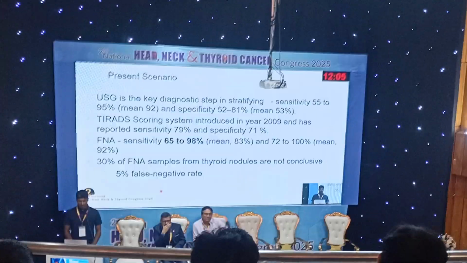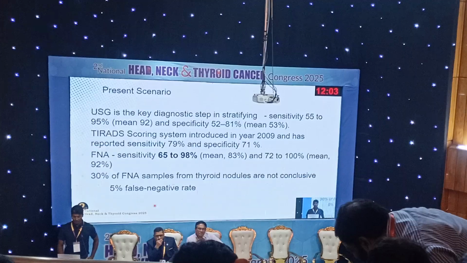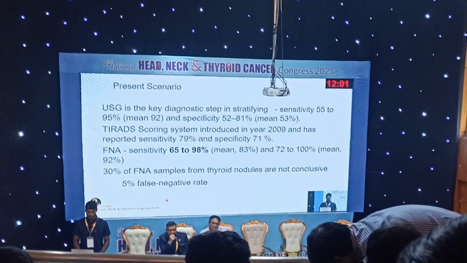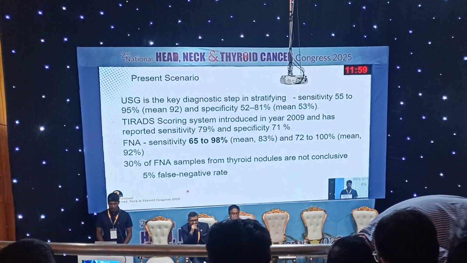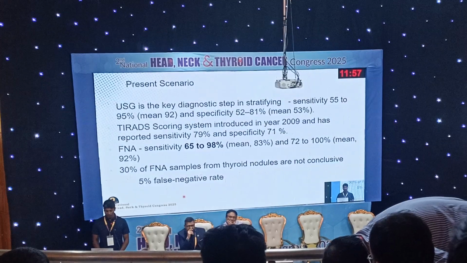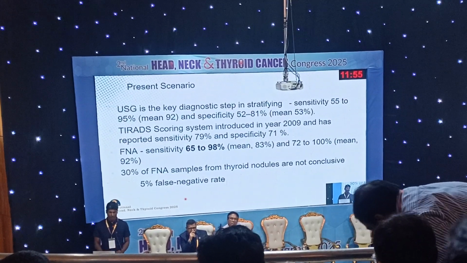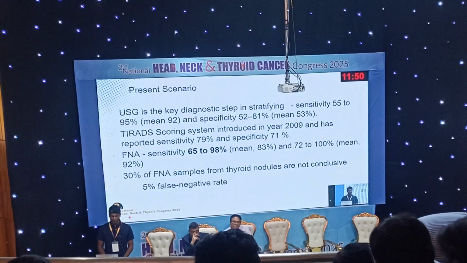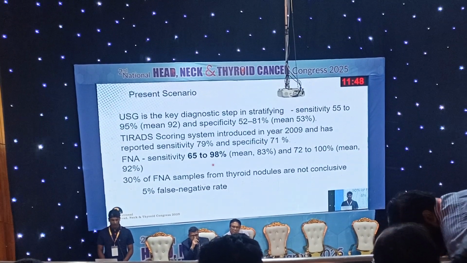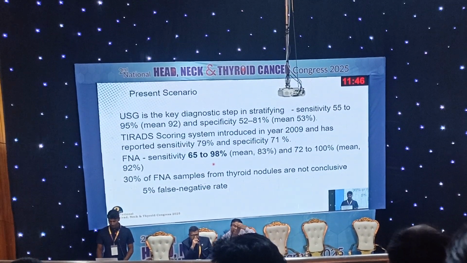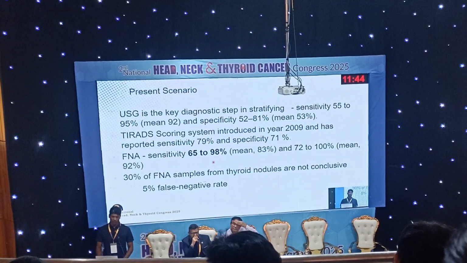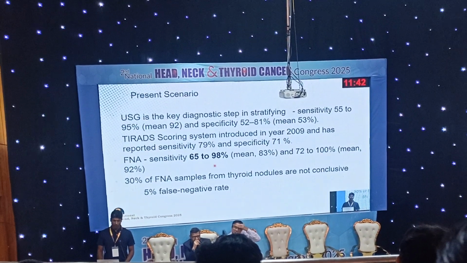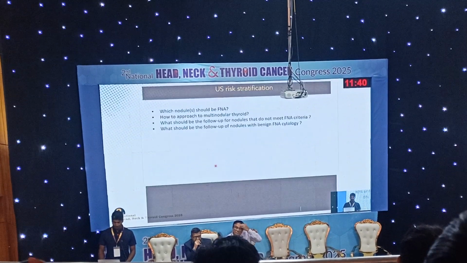So ultrasound again is the key to identifying and stratifying. It has a sensitivity from 55 to 95%. The thyroid scoring system was introduced in 2009, and it has been evolving since then. FNAC is the next modality of choice, where the sensitivity is 65 to 90%, and it is based on the expertise of the person doing the FNA and the cytologist.